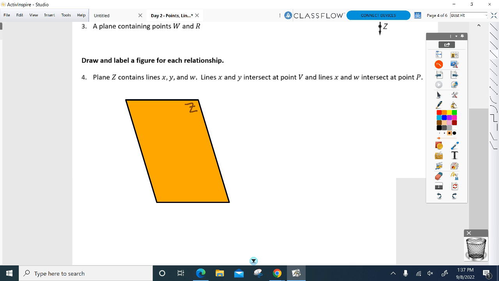I made it really messy. I did one line up, one line across. Look what I did.